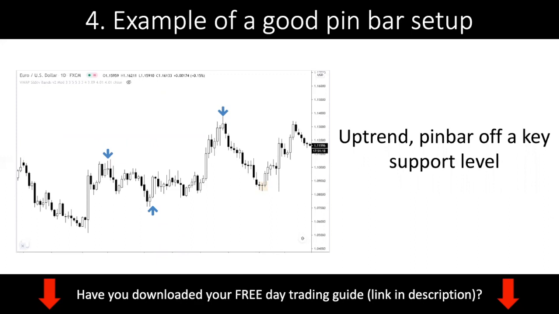Now before I go into this, maybe you want to pause this video and ask yourself, why is this a good trade setup? Why is this a good pin bar setup? Try to figure it out on your own. Hopefully you've done that, hopefully you paused the video. Let me explain to you why this is a good pin bar setup.